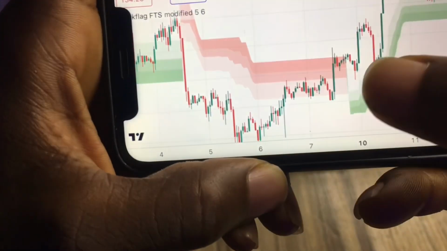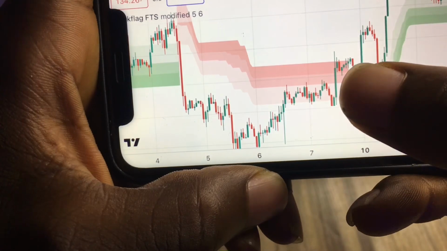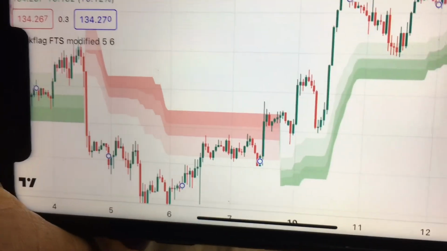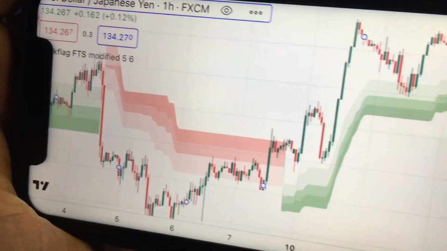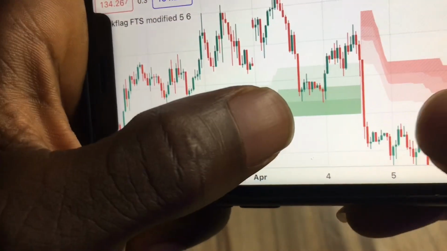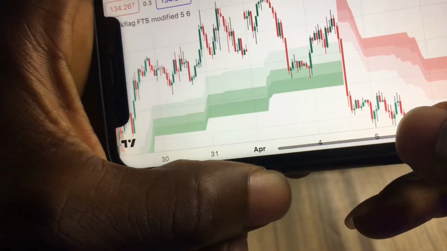You can see right here how the market is reacting to this color of the ATR. The price is clearly respecting it, until it got the strength to break it and move into a different trend. It's still the same thing. Look at what is happening here. The market is reacting off of it until it goes ahead to break it.